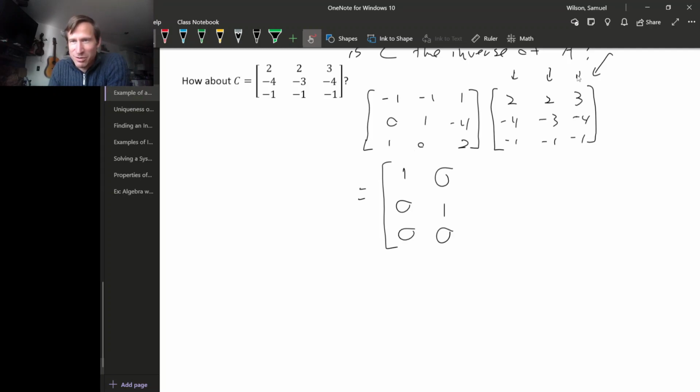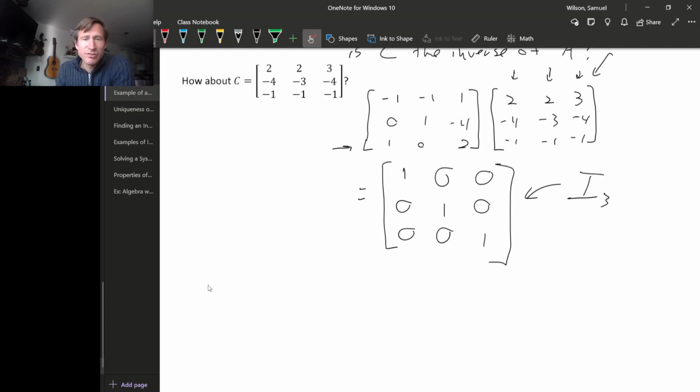Now going to the third column, 3 plus 0 minus 2. Sorry, I started with the bottom row for some reason and got myself confused. Anyway, I got 1, so this goes down here. Let's start at the top. Minus 3 plus 4 is 1, minus 1 is 0, and then last one, moment of truth, 0 minus 4 plus 4 is 0. All right, this is the identity of size 3, of course. So A and C are inverses.